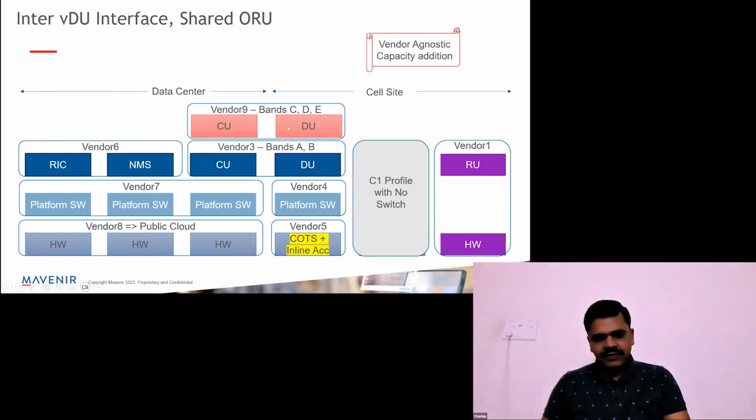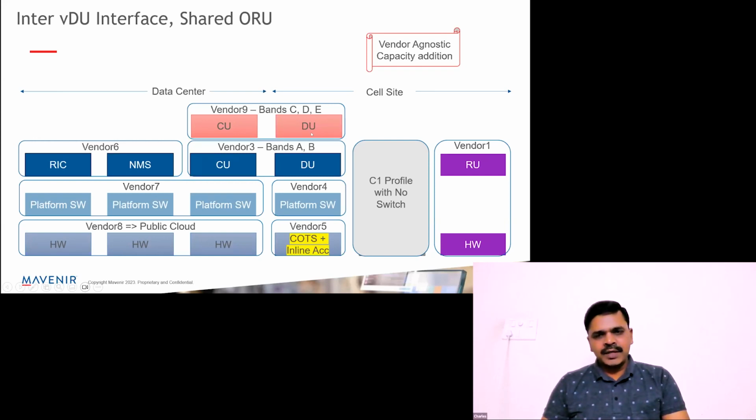We have made proposals and the O-RAN Forum is working towards standardizing this interface, which will allow the operator to bring multiple vendors within the same site, even though you want carrier aggregation between bands A, B, C, and D. You can still have CU/DU coming from two different vendors, and then you connect them through the interoperable Inter-vDU interface that is being standardized by the O-RAN Forum.